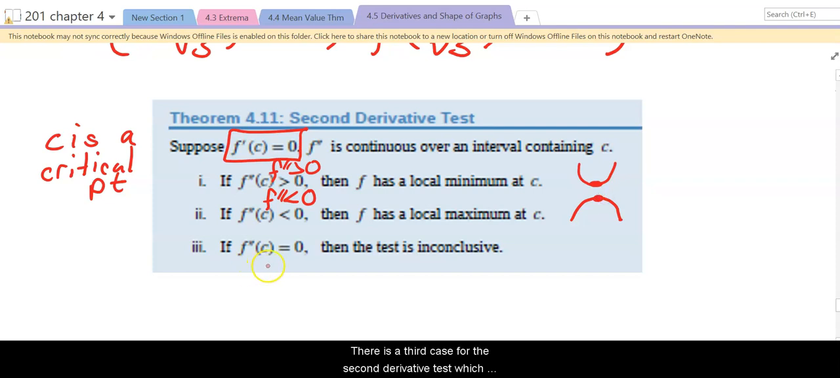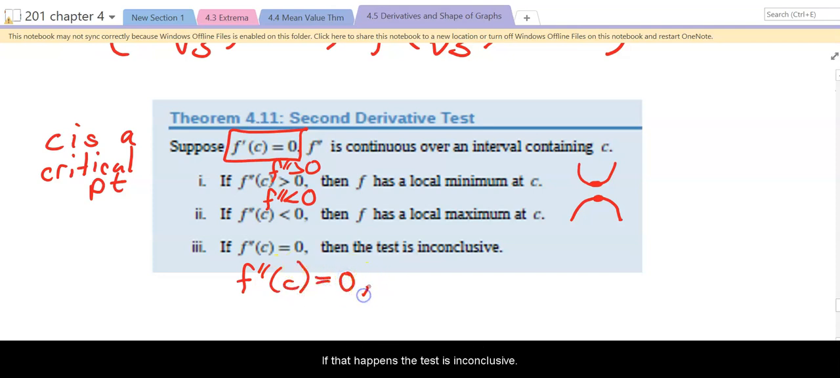There is a third case for the second derivative test, which is, what if the second derivative at that critical value C is 0? If that happens, the test is inconclusive. That means we cannot tell what happens, and in that case, we have to revert to the first derivative test, analyzing increasing and decreasing to determine whether or not we have a relative extrema at C.